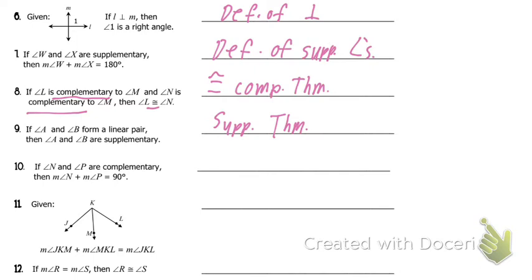Number 10. If angle N and angle P are complementary, then their measures add up to 90. What does this kind of look like to us, guys? Definition or theorem? A definition. Why do you say definition, Seth? I agree with you. It's from words to math and math to words. Okay, so if you're going words to math or math to words, probably a definition.